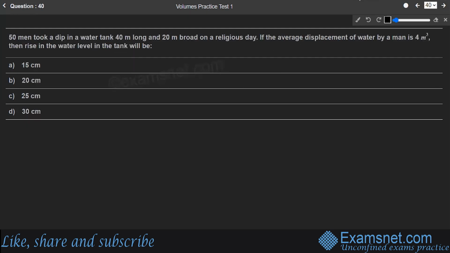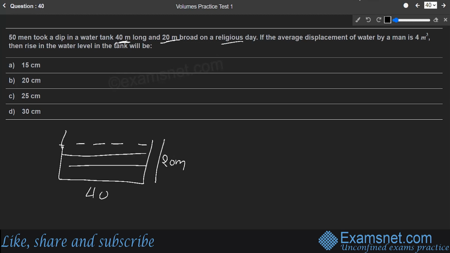Now, the question says 50 men took a dip in a water tank, 40 meter long, 20 meter broad, on a religious day. So the tank looks like this: 40 meter long, 20 meter deep, 20 meter breadth, and there was water in this particular pond. They took a dip, so obviously the water would have risen. Let's say the water has risen to this particular height. Earlier it was here, now it has risen to this point.